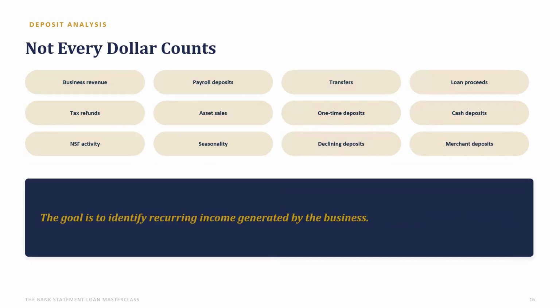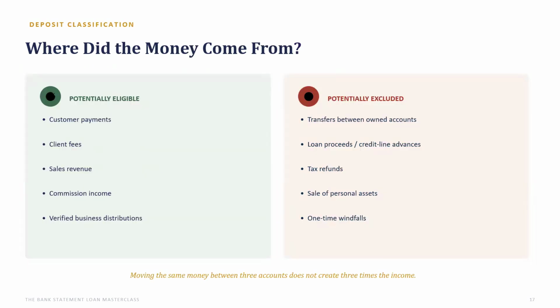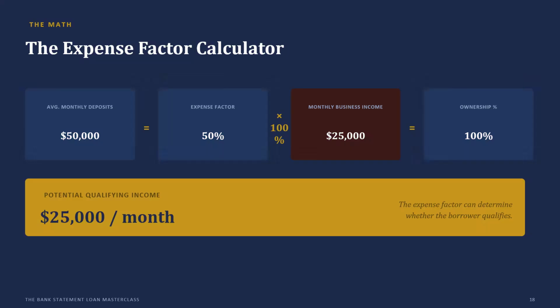Business revenue, payroll deposits, transfers, loan proceeds, tax refunds, asset sales, right? One time, just one time, big deposits out of nowhere. Cash deposits, right? So the goal is identifying recurring income generated by the business. Where did the money come from? Eligible: customer payments, client fees, sales revenue, commission income, verified distributions. Excluded: transfers between owned accounts, loan proceeds, credit advances, tax refunds, sale of personal assets, or one-time windfall. So moving the same money between three accounts does not create three times the income.